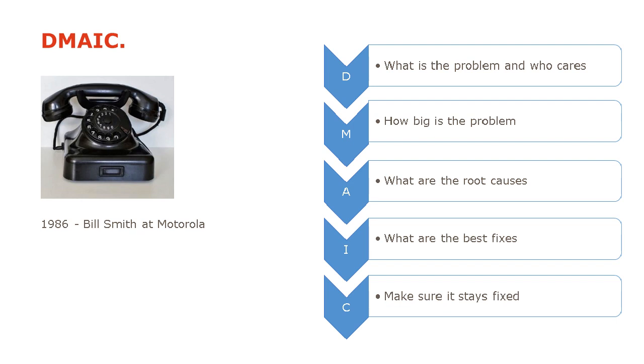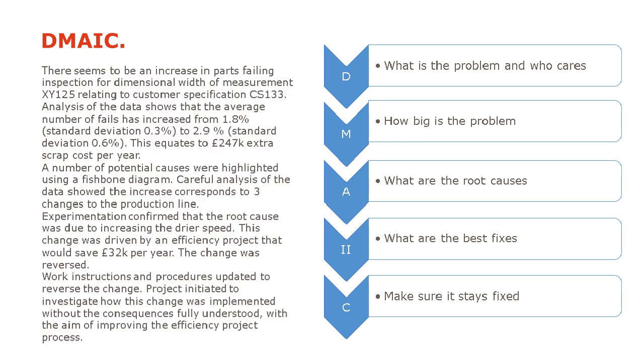Define is what's the problem and who cares. Measure is how big is the problem and are you measuring it properly. Analyze is what are the root causes, and improve is finding the fixes that best address those, and then control is making sure that they stay fixed. So let's have a look at an example of a DMAIC improvement process.